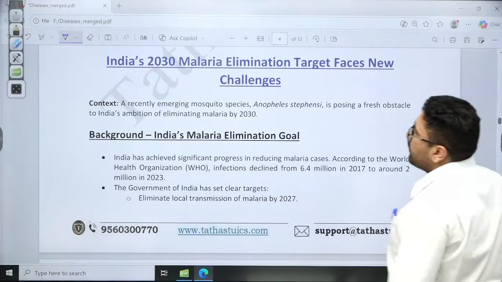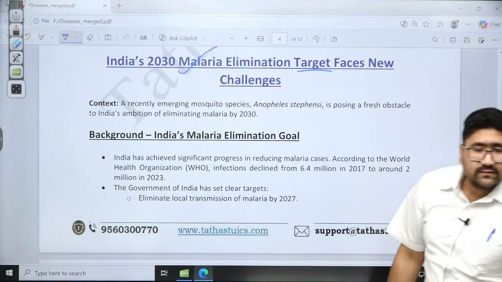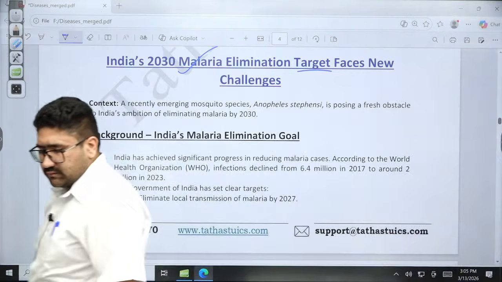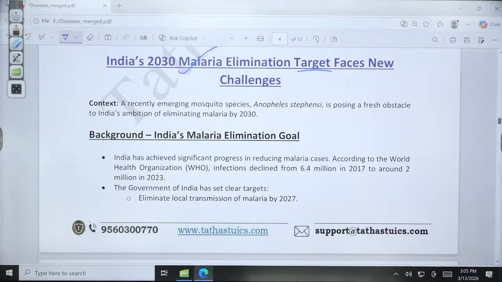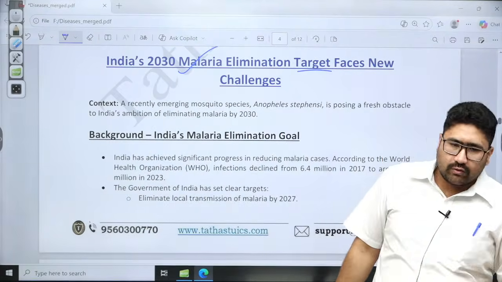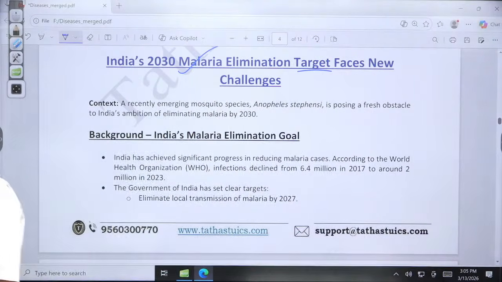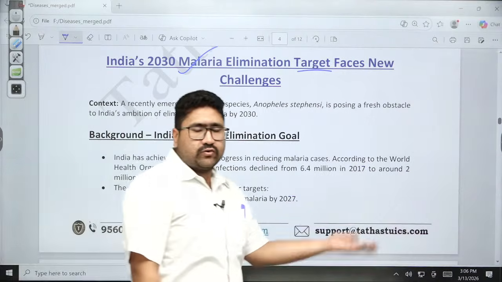Next article is talking about India's 2030 malaria elimination target facing new challenges. Rabies as a virus is present inside the dogs, but dogs themselves are immune to the virus. They are hosts, like the mosquito carrying the malarial parasite or the dengue virus, but the mosquito itself is not affected by the virus. It is a carrier, it is a host, it is a vector. Similarly, dogs are themselves vectors, spreading it to humans.